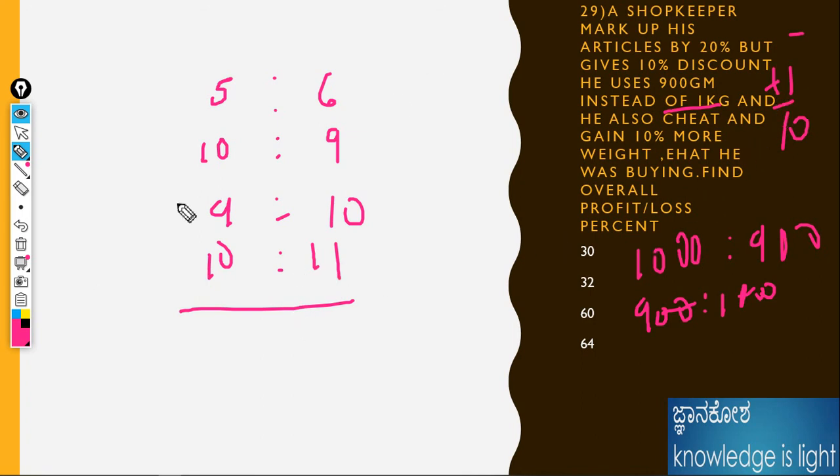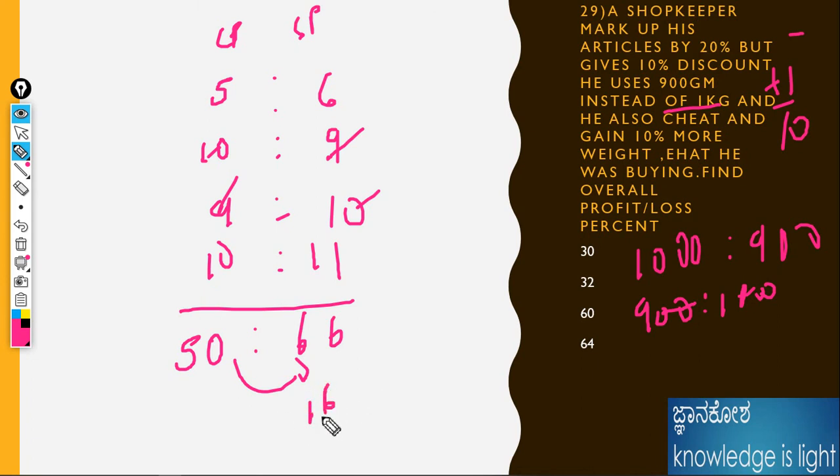Okay, 9 9 cancel, 10 10 cancel, therefore 50, 6 to 6. How much is it increasing from the cost price to the selling price? So initial value to the final value, 16 increase divided by 50 into 100. The difference between the cost price and sale price is 16, with respect to CP 50. Therefore 32 is the overall percentage loss, 32% overall percentage loss.